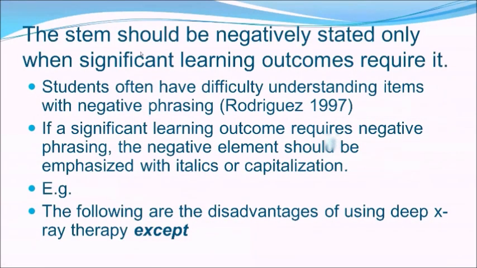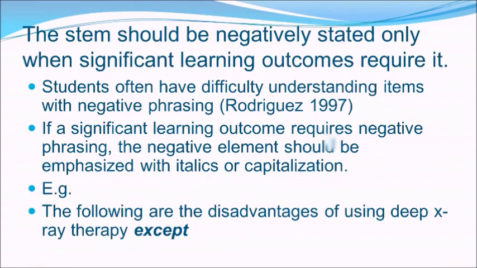Next, the stem should be negatively stated only when a significant learning outcome requires it. For example, there is a study which says students often have difficulty in understanding items with negative phrasing. I will say a little more on it later also. If a significant learning outcome requires a negative phrasing, you are welcome to use it. But you have to make sure the student understands that the question has a negativity in it.